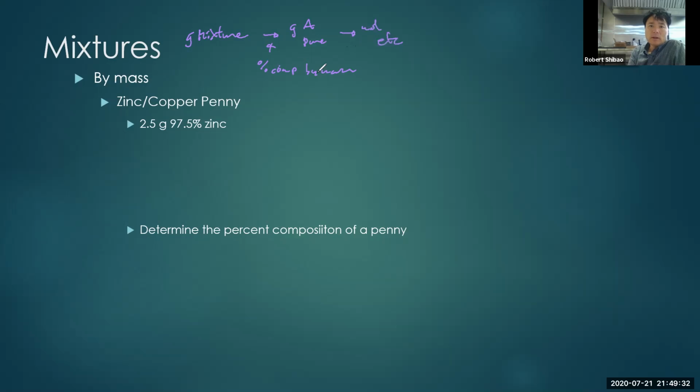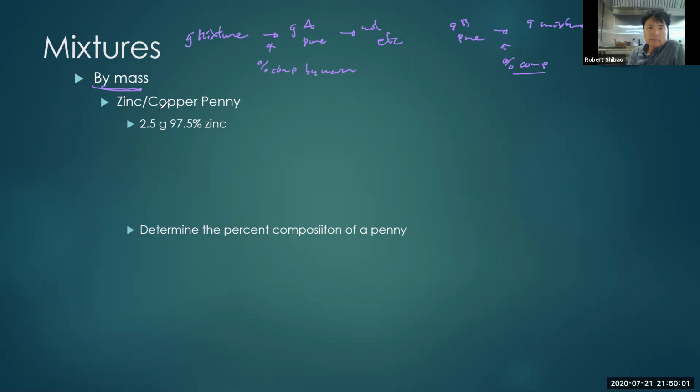Or at the end, we might be at grams of B, a pure B, and we might want to know how many grams of mixture we have. And so if we have grams of mixture over here, then we'll need to know the percent composition in order to figure it out. Now we have two different percent compositions. We have percent composition by mass. And so this would be an example of percent composition by mass.